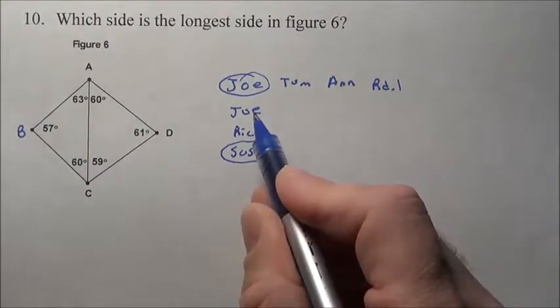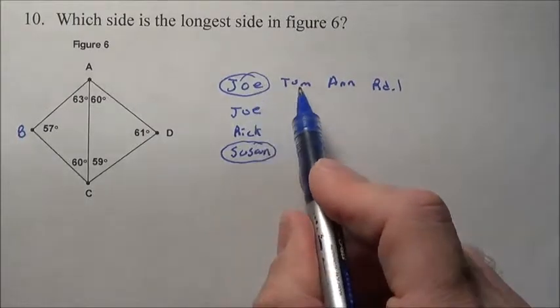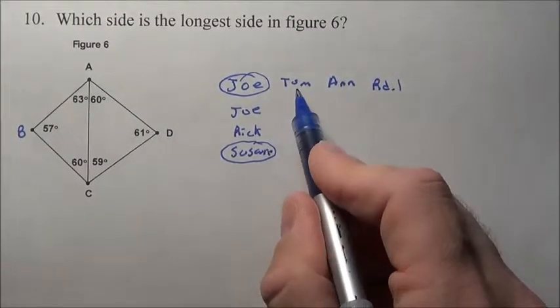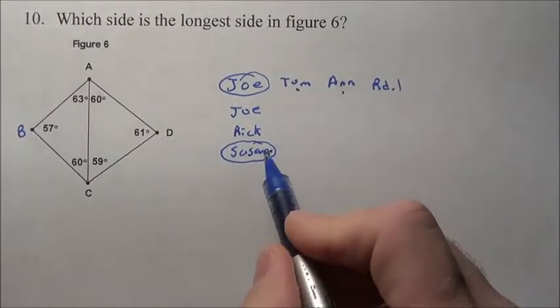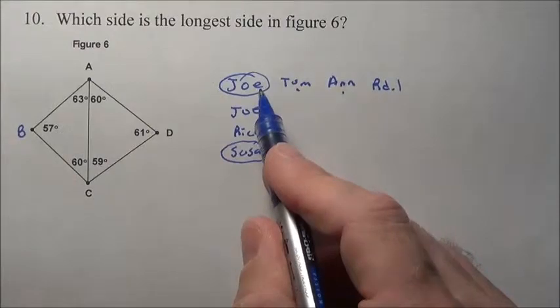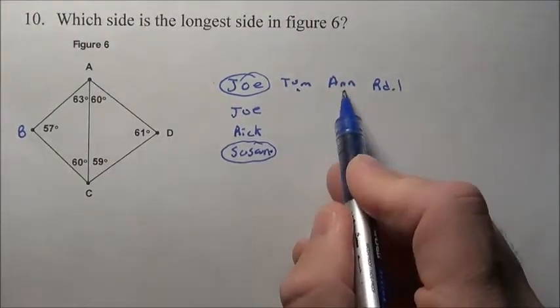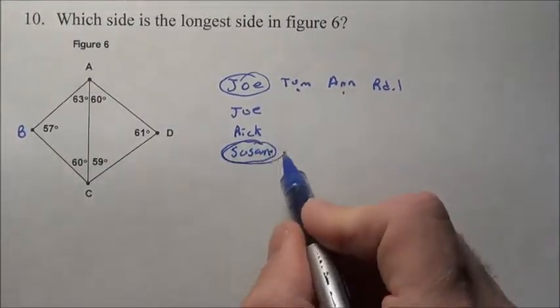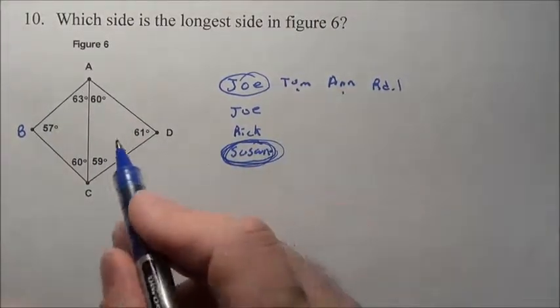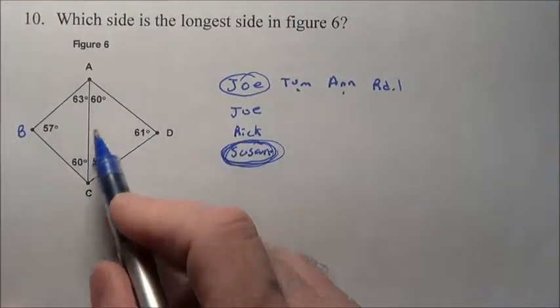Well, if Susan crushed Joe, and Joe was the best among Tom and Ann, you know Susan is better than Tom and has to be better than Ann. Because if Joe beat these 2 easily, and Susan beat Joe, that means Susan could easily crush these 2, so we know Susan is the best amongst everyone. The same type of idea is going to work here.